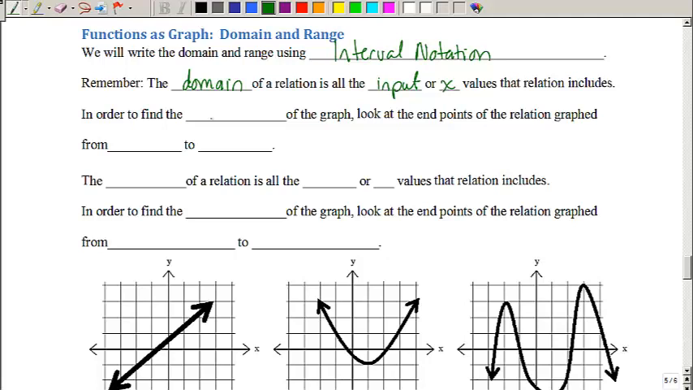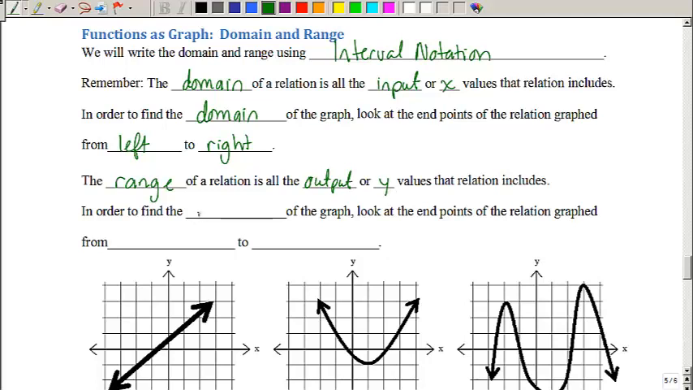In order to find the domain of the graph, I want you to look at the endpoints of the relation graphed from left to right. We will include all the values in between the two endpoints as long as the graph is continuous. The range of a relation is all the output or y values that the relation includes.